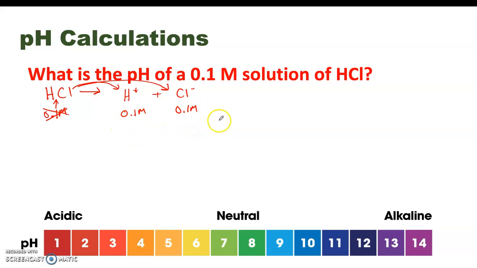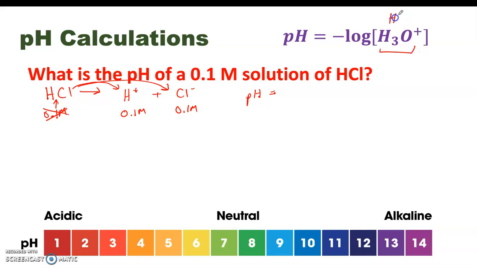So why is that important? Well, that's important because the pH is equal to the negative log of the H3O plus concentration. Remember, this is the same as the H plus. So now I know that my H plus concentration is 0.1 molar. Now all I have to do is say, okay, pH equals negative log of 0.1 molar.